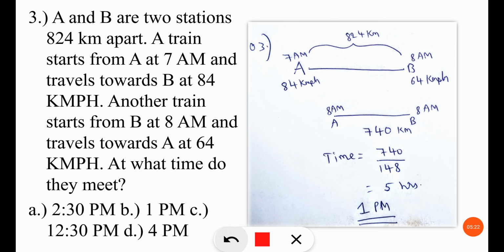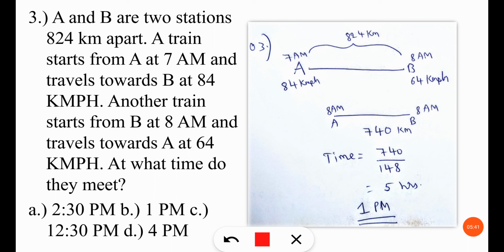Meaning of this question: there is a distance of 824 kilometers and two stations, A and B. One train starts at 7 a.m. at 84 kmph. Another train at station B starts at 8 a.m. at 64 kmph. Now, at what time do they meet?